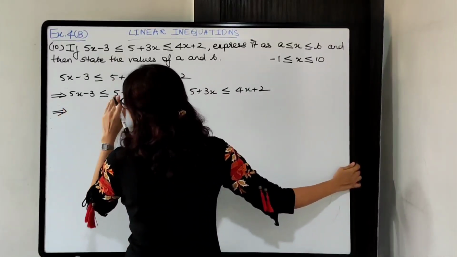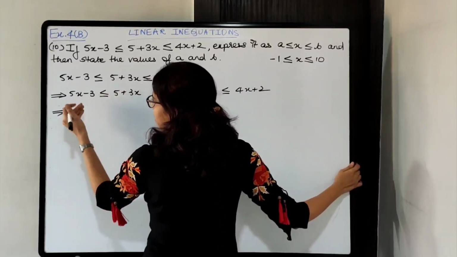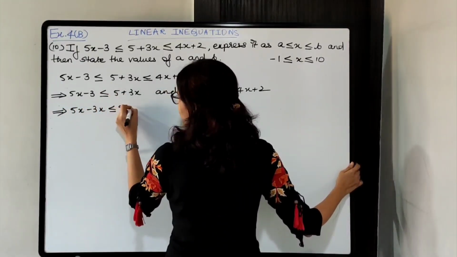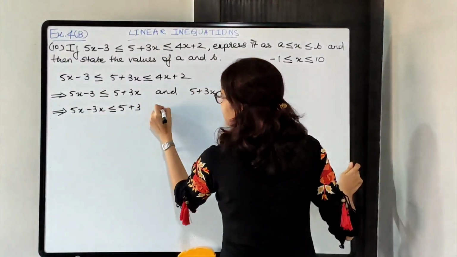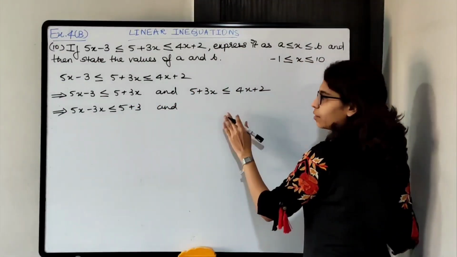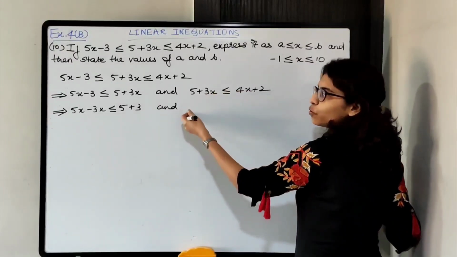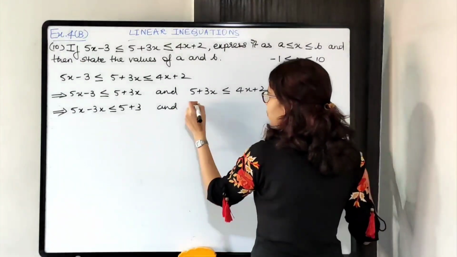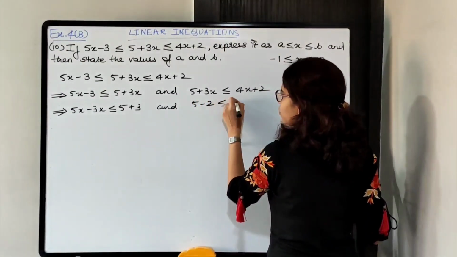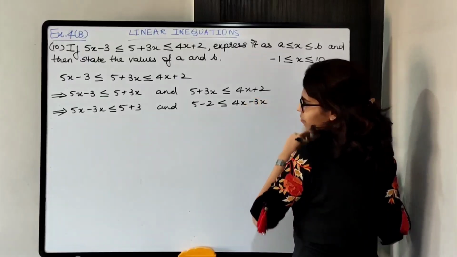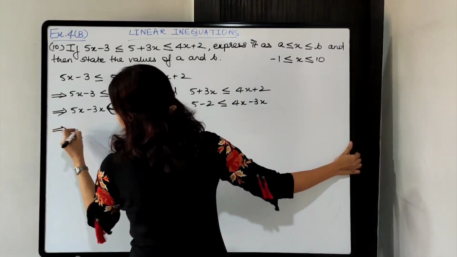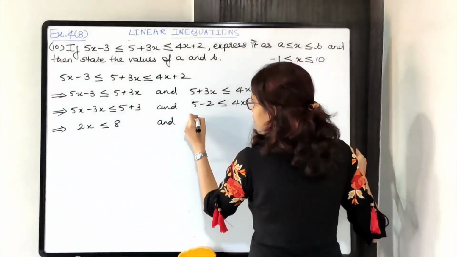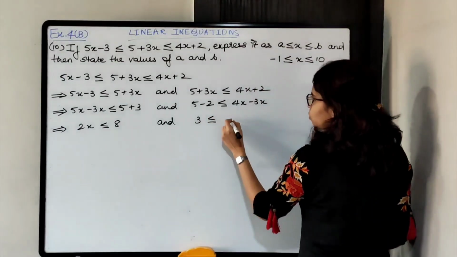So x we'll group together. I'll shift 3x over here and numbers together, so 5 plus 3 will become 8. Same thing over here: I'll shift 3x over here and 2 over here. You can do the other way around also, it's up to you. 5 minus 2 is less than or equal to 4x minus 3x. All right, so 2x is less than or equal to 8, and over here 3 is less than or equal to x.